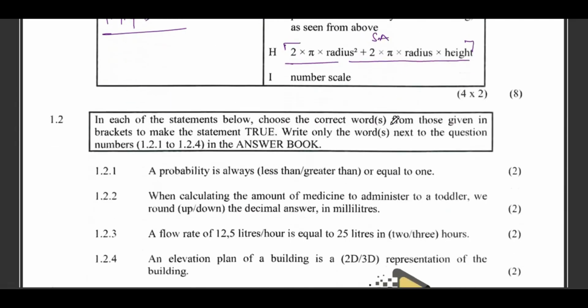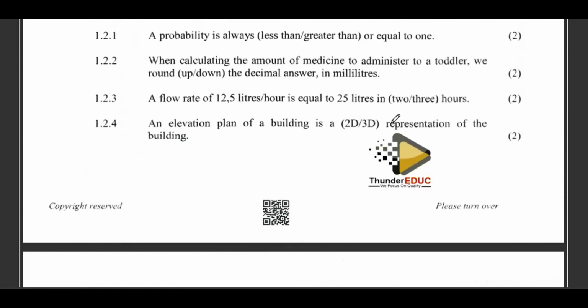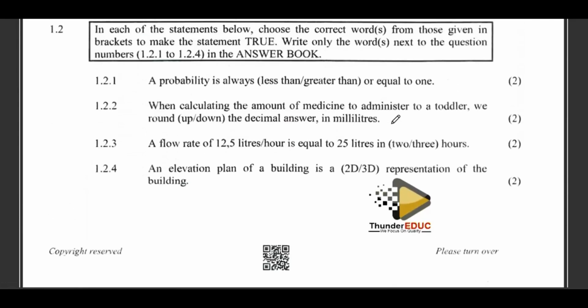Okay, let's continue and we look at question number 1.2. In each of the statements below, choose the correct word or words from those given in brackets to make the statement true. Write only the word or words next to the question number. We're going to do the same, but anyway, here is probability is always less than or equal to 1. Remember our answer for probability? The answer for probability lies in between 0 and 1, but it will never be a negative.